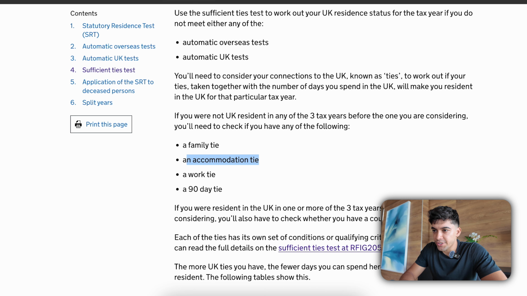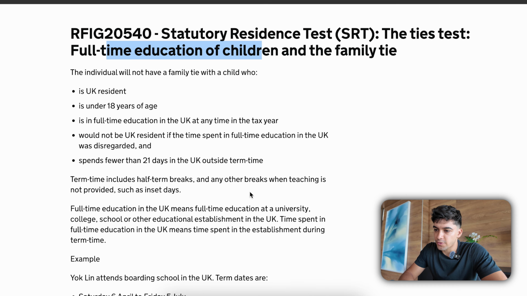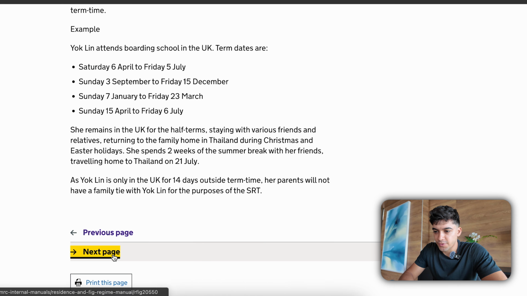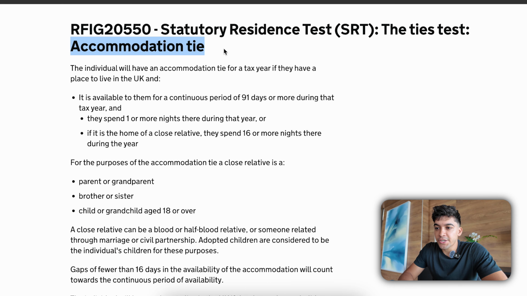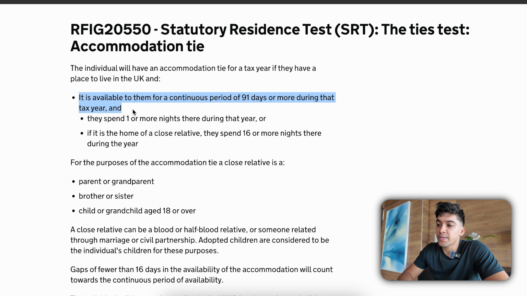Second is an accommodation tie. So let's just go here, next. So full-time education of children. I mean, yeah, you probably don't have children, right? The second test is the accommodation tie, and you probably meet this, and let me walk you through it. The individual will have an accommodation tie if they have a place to live in the UK, and again, this might be a parent's house or relative's house, and it is available to them for a continuous period of 91 days or more during that tax year, and they spend one or more nights there during that year.